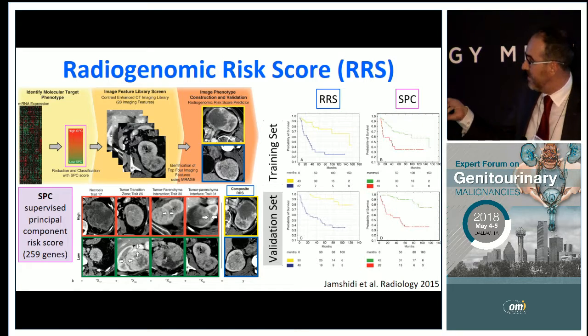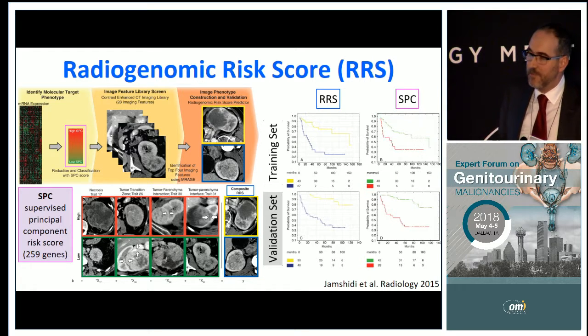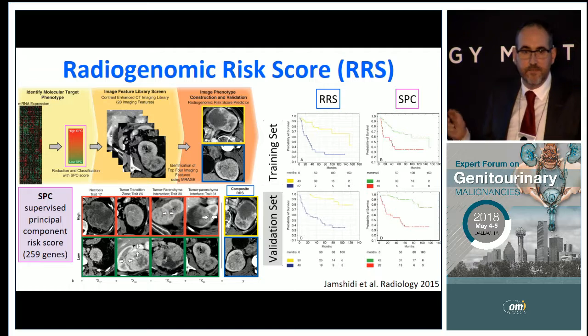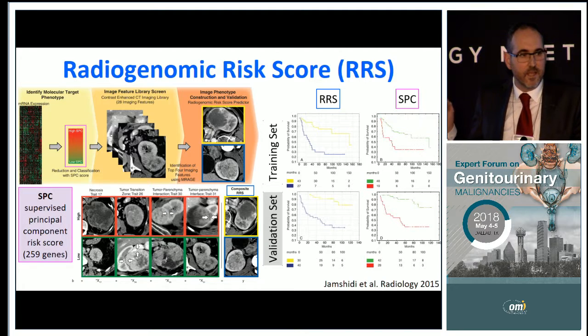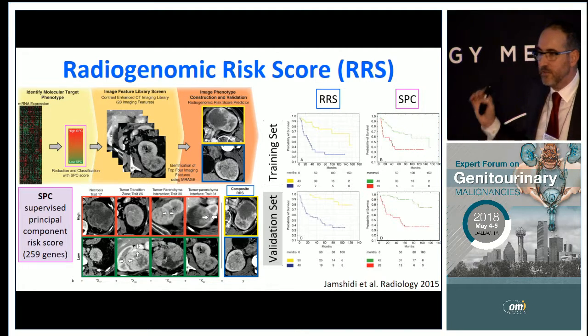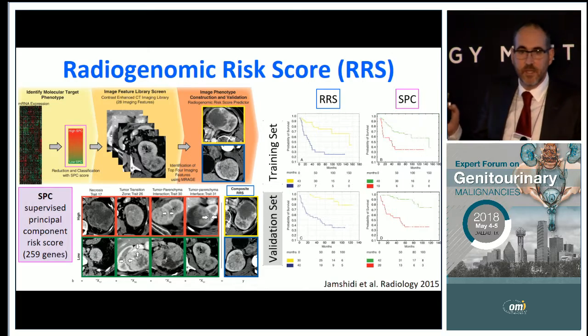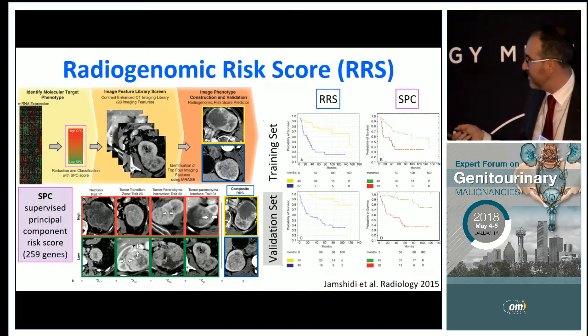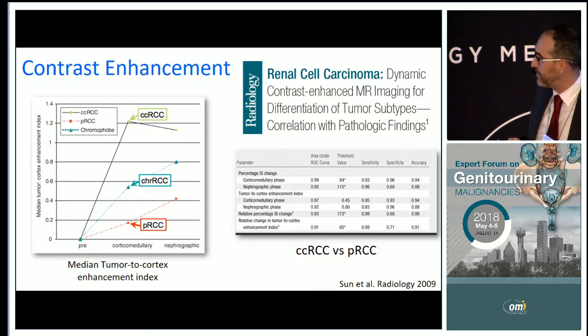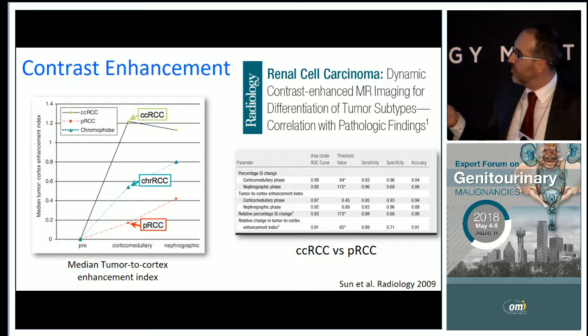Now, what's interesting about this study is that other than necrosis on imaging, the other 3 imaging traits all speak to the interface between the tumor and the kidney. Again, indicating that the infiltrative phenotype on imaging is a really important aspect that tells about the biology of the tumor. What about contrast enhancement?